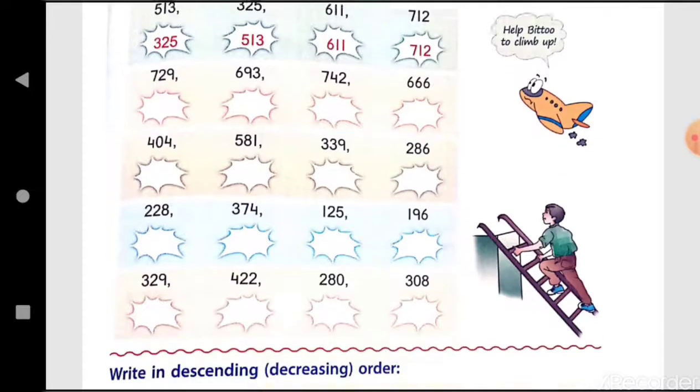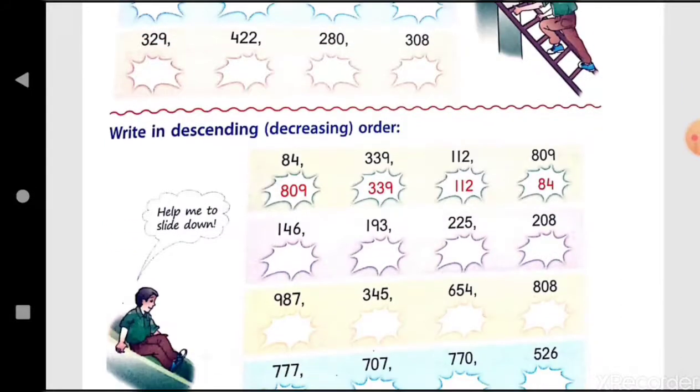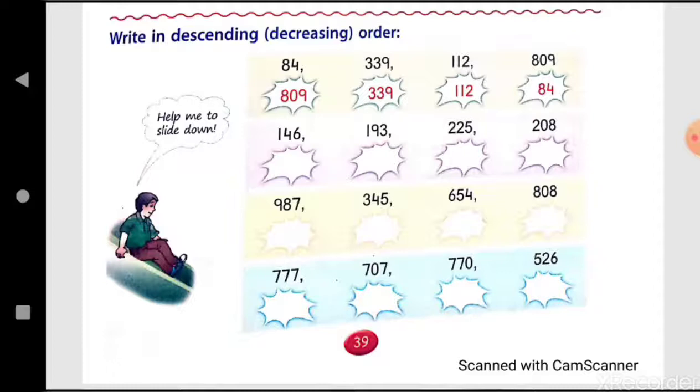Okay. Now we move on to write in descending order or decreasing order. Descending order means, as I told you, writing the numbers from greater to smaller. That is climbing down or coming down. See the first example. The numbers given are 84, 339, 112 and 809. Out of 4 numbers, 3 numbers have got 3 digits and 1 number has got 2 digits. So obviously the number having 2 digits would be the smallest number. So it would come in the end.